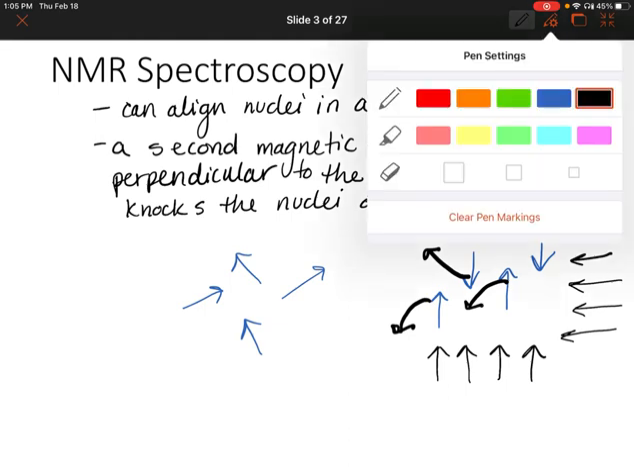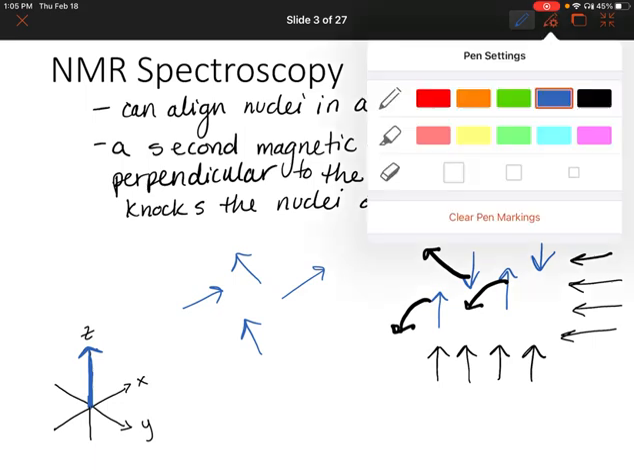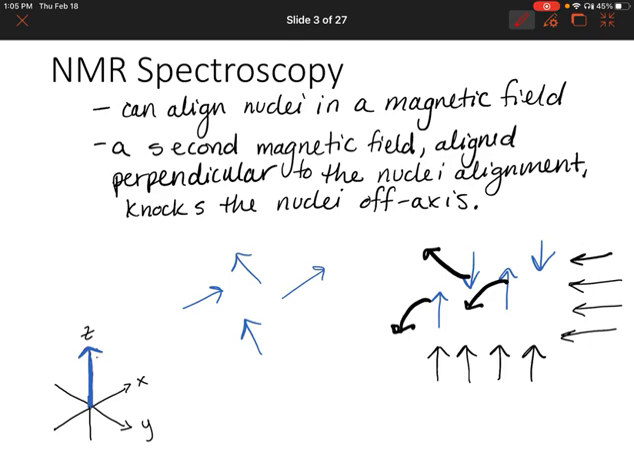So what this would look like, let's draw an X, Y, and Z axis. All right, so we've got X, Y, and Z. So these are our 3D coordinates. And let's say our nucleus is aligned with the Z axis. So it's pointing up. The external perpendicular magnetic field is going to knock down the nucleus so that it's pointing along the y-axis or the x-axis, depending.